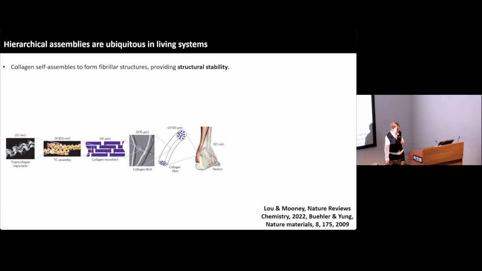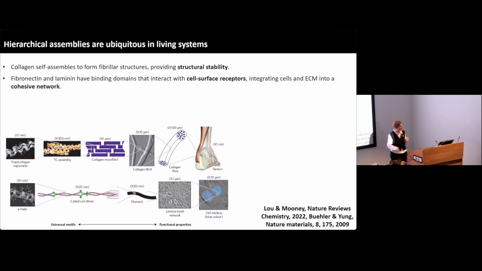So for example, some of the components include collagen, which is this beautiful hierarchical structure that self-assembles across length scales and provides very specific mechanical properties because of that hierarchy. We have other components like fibronectin and laminins, which also have a hierarchical structure. But in addition to that, they provide these cell-binding receptors. And that's really important to have this cohesive network, this dialogue between the cells and the matrix that it finds itself within.